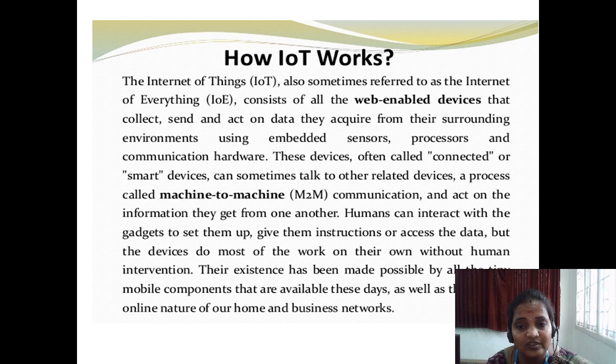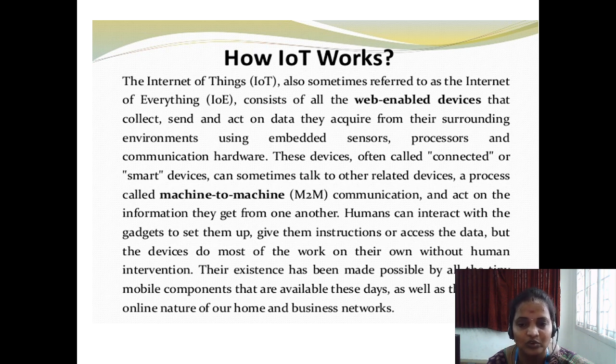So how are these devices getting connected? One device gets connected to another device in order to collect and exchange data. We call that communication machine to machine communication, without any human intervention. They act on the information: they collect data from one machine, process it, and send it back to the other machine.